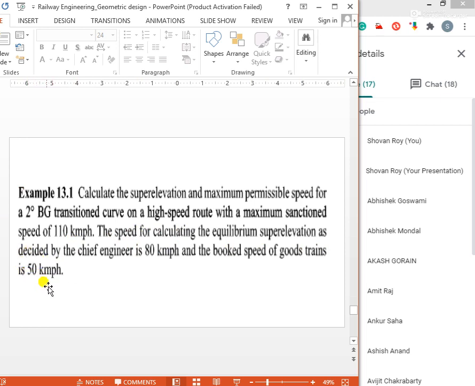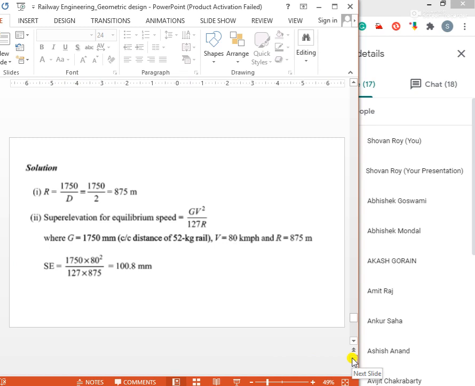This is required for your cant excess, and this is your higher speed, 110 km per hour. This is required for your cant deficiency. So 110 km per hour is required for cant deficiency, and this 50 km per hour is required for cant excess. Okay, now see the solution.